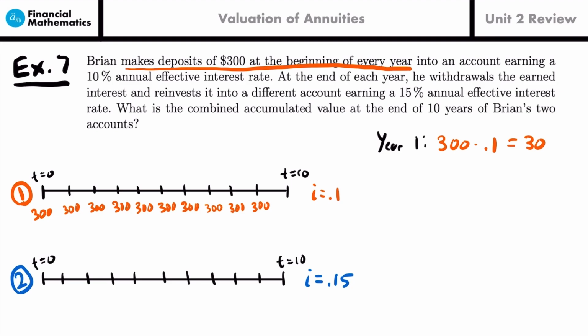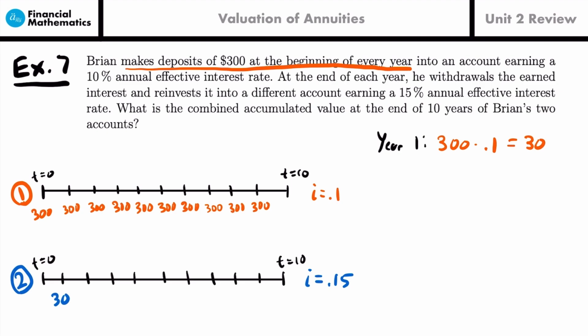According to the problem, at the end of each year, he withdraws any earned interest and reinvests it into the other account. So at the end of year 1, he's got $330, 300 plus the interest, but he takes out that interest and puts it into this account. So now we have $30 at time 1. At time 1, before he makes the new deposit, Brian is left with $300. But now he adds another $300 at time 1, so after 2 years, he has $600 in the account.